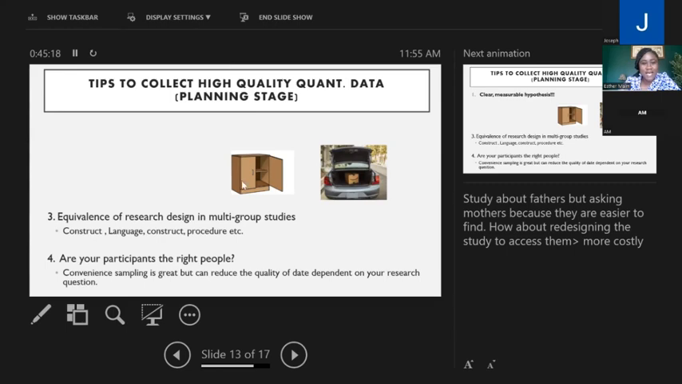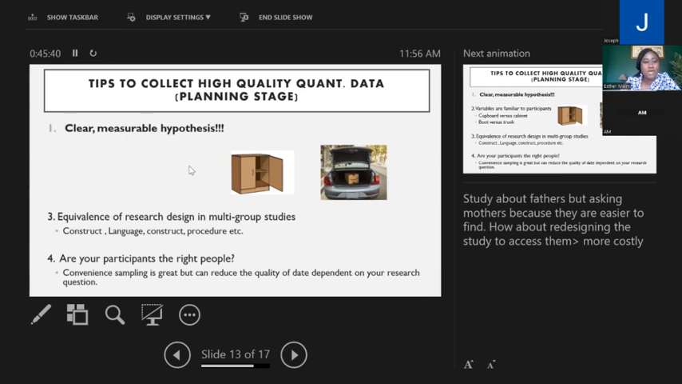All right, someone says cabinet. Okay, what else? Boot, yeah? What else? Okay, car boot, okay? Wonderful. Thank you for the responses.